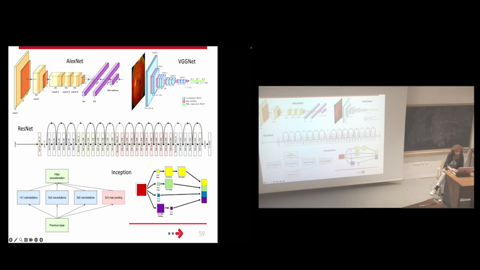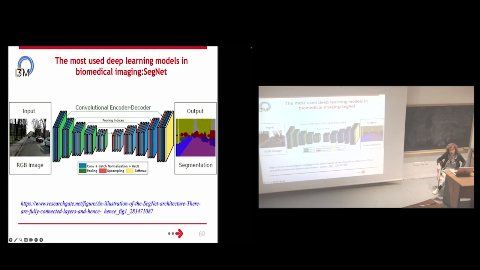I just want to mention a specific network because it's really helpful in biomedical segmentation: SegNet. SegNet is a semantic segmentation model. Its architecture consists of an encoder network and a corresponding decoder network. The architecture of the encoder network is topologically identical to the 13 convolution layers in the VGG network, so it is inspired by the VGG16 network.